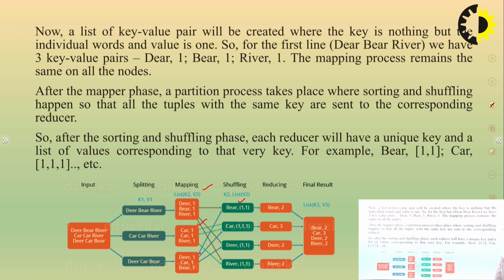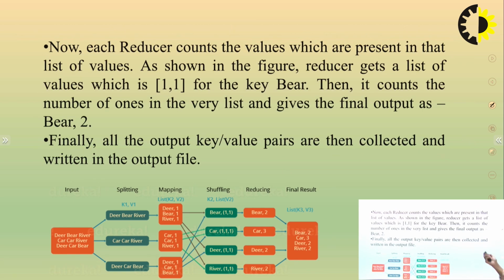And the mapping process remains the same on all nodes after the mapper phase takes place here. And after the sorting and shuffling phase, each reducer will have a unique key like this. It's a unique key. This is the complete example of MapReduce. Same as what I have discussed in the previous slide.